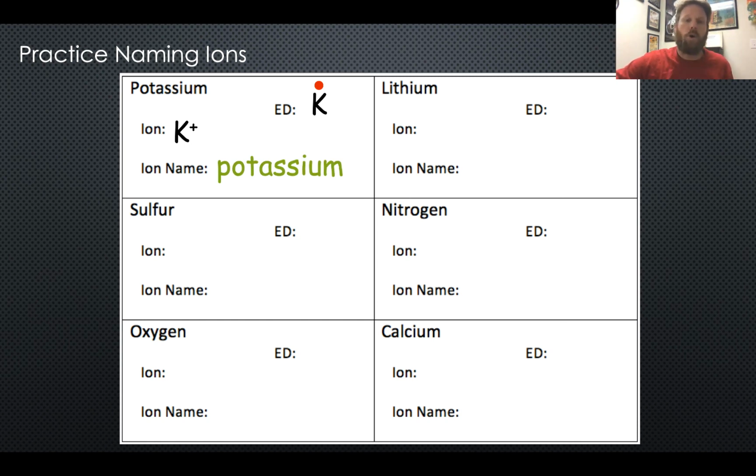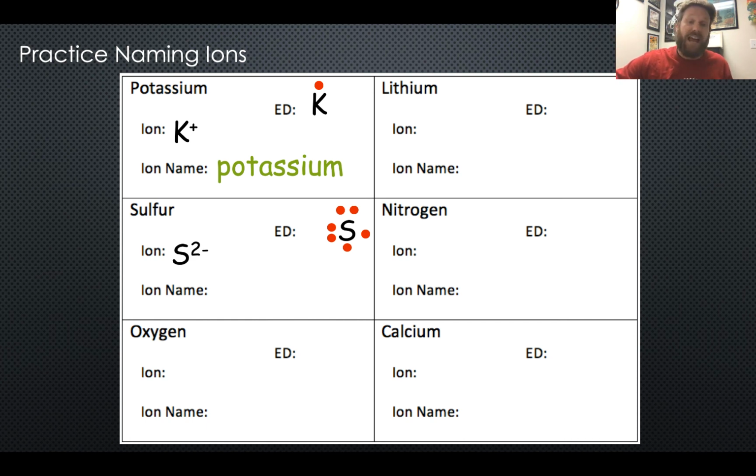I'll help you with one more. S is the symbol for sulfur. Sulfur is in group 6, so I will represent its 6 valence electrons with 6 dots around the symbol. Instead of losing 6 electrons, this nonmetal will gain 2 electrons to fill its valence shell. That means sulfur will form a 2- anion.